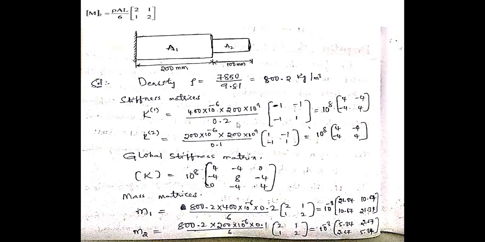So AE by L into [1 -1; -1 1]. Simplify this K1, you'll get 10 power 8 into [4 -4; -4 4]. So this is the simplified matrix of the first element, that is called K superscript 1.